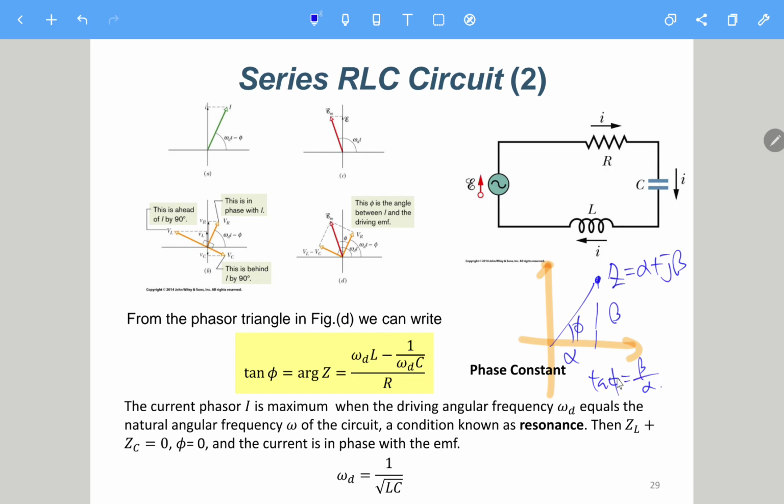I don't write phi as the arctangent of this one, because arctangent only goes from negative 90 to 90. It cannot really go to the second and third quadrant. So for the principal value, I just let tangent phi be this value, and then you need to determine which quadrant it is in, to see whether this phi should be in the first or fourth quadrant, or the second or third quadrant.